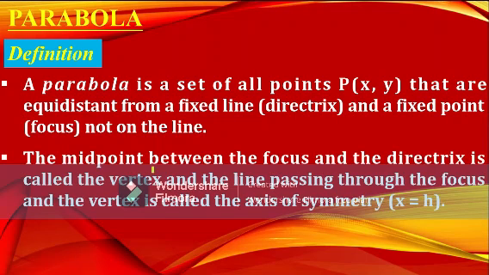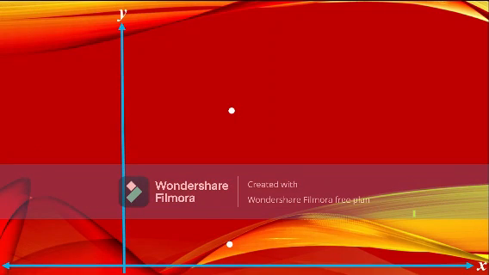And the midpoint between the focus and the directrix is called the vertex, and the line passing through the focus and the vertex is called the axis of symmetry, x = h. So take a look at this Cartesian plane. This is your y-axis and this is your x-axis.